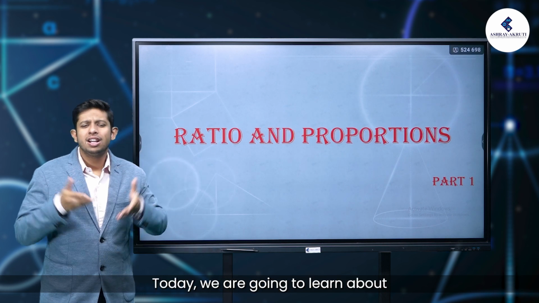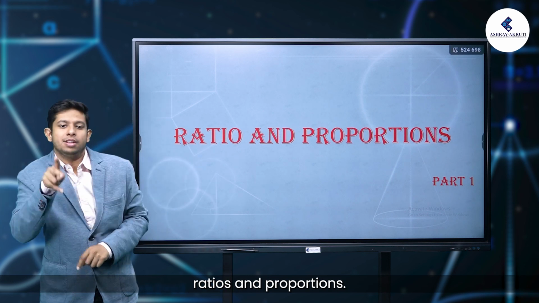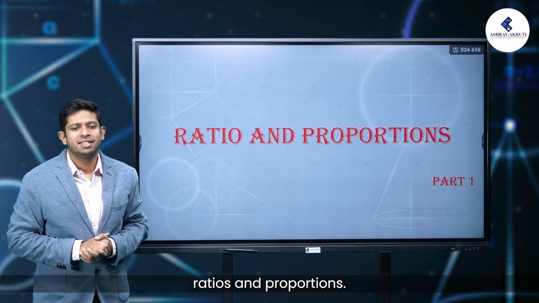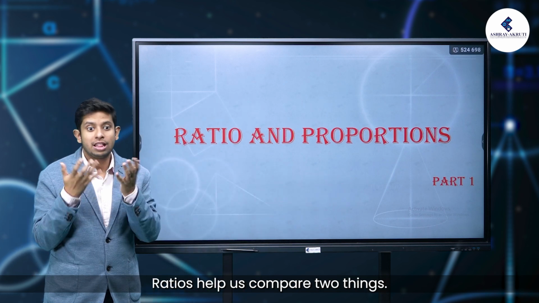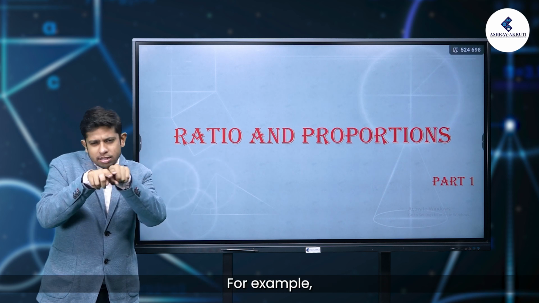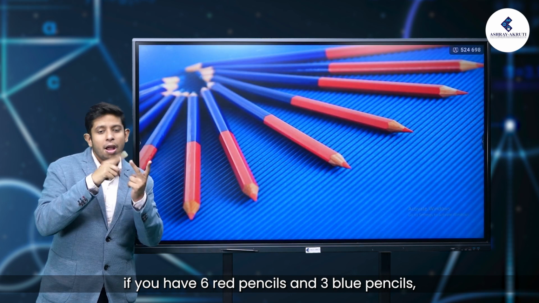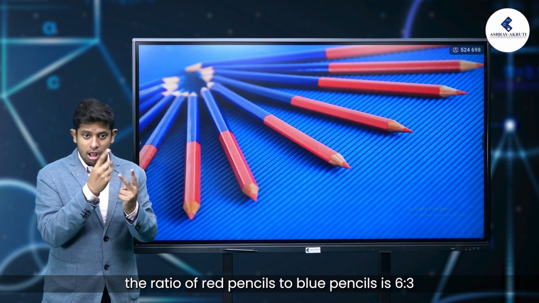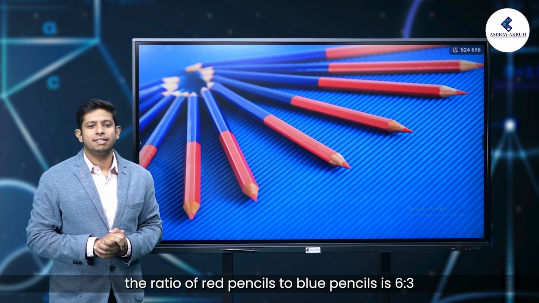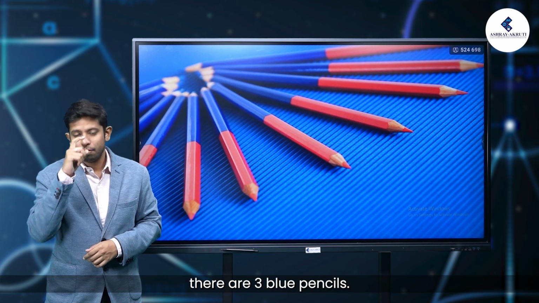Today we are going to learn about ratios and proportions. Ratios help us compare two things. For example, if you have 6 red pencils and 3 blue pencils, the ratio of red pencils to blue pencils is 6:3. This means for every 6 red pencils, there are 3 blue pencils.